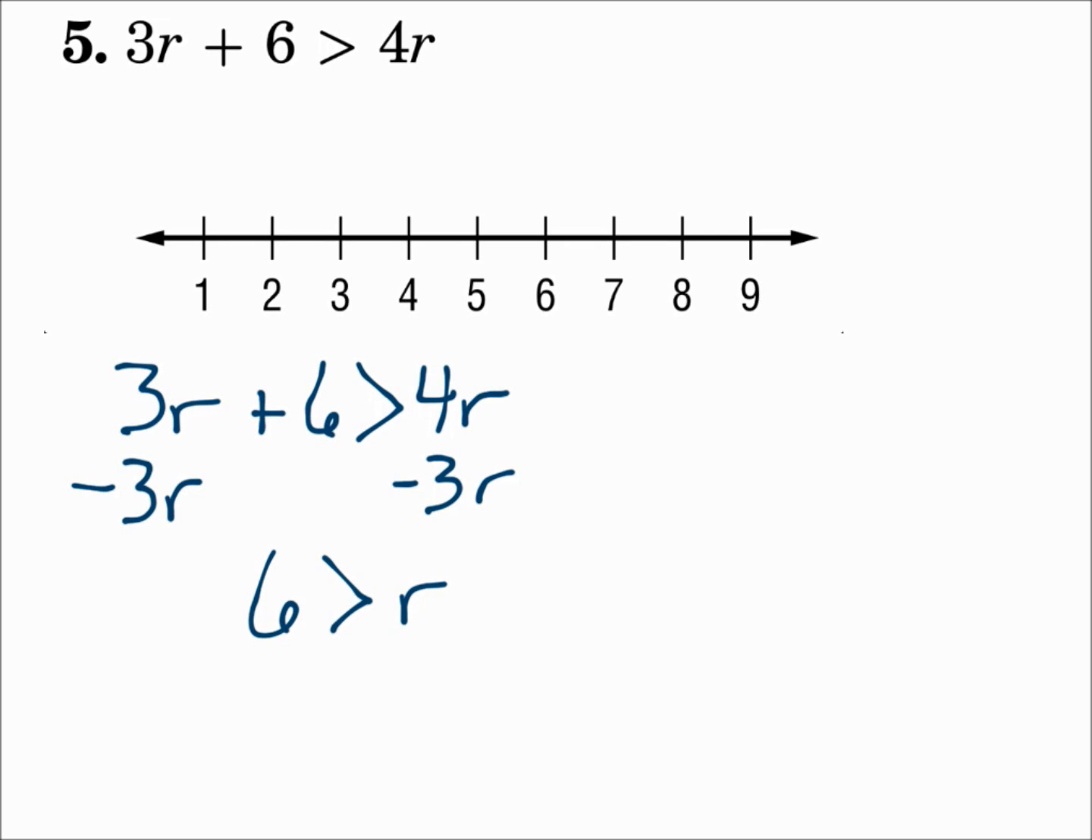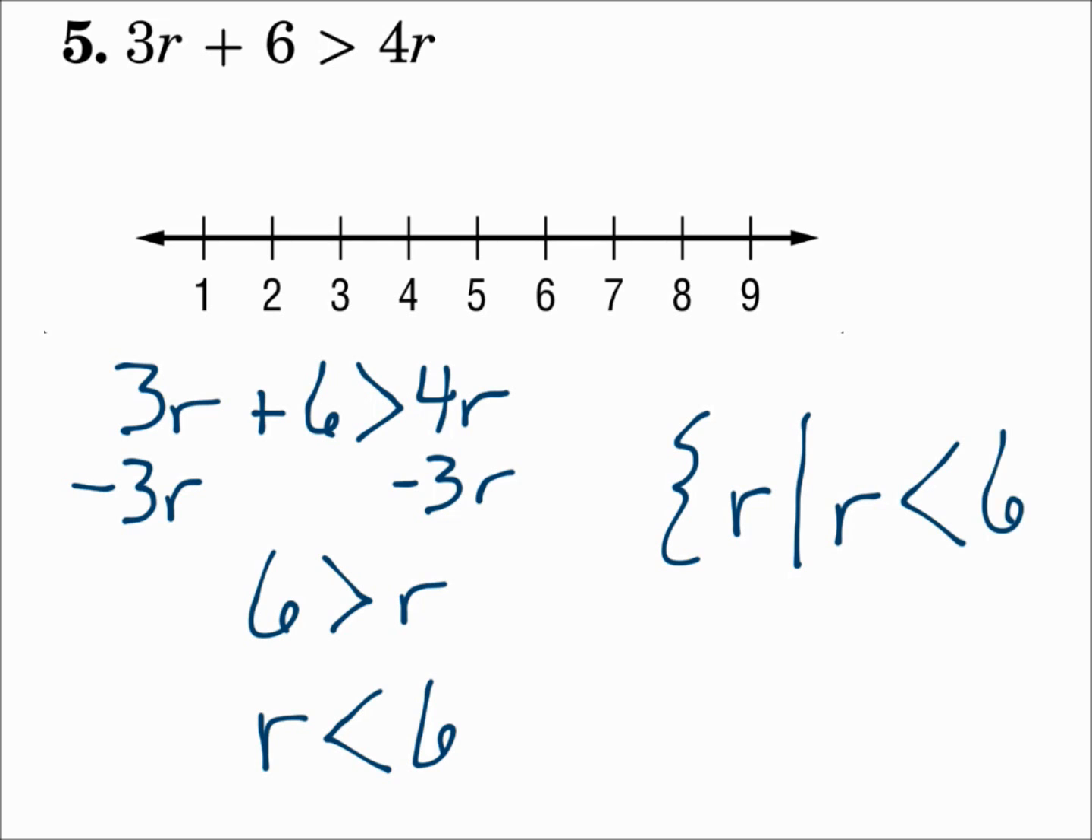Remember, you need the variable on the left, so let's turn this whole thing around. The mouth on the greater than is open to the 6, so let's keep it open to the 6 down here. R is less than 6. So the solution is all r such that r is less than 6.